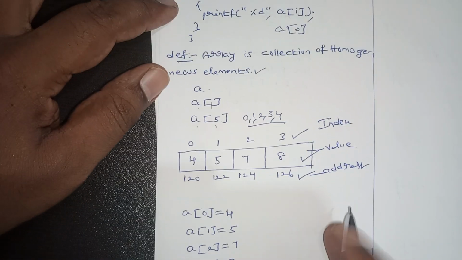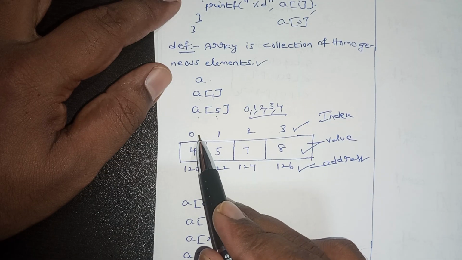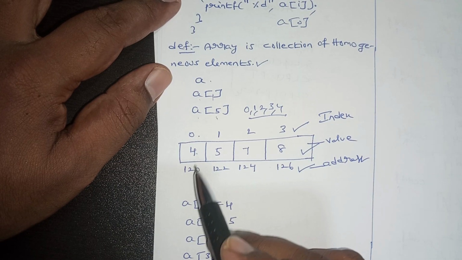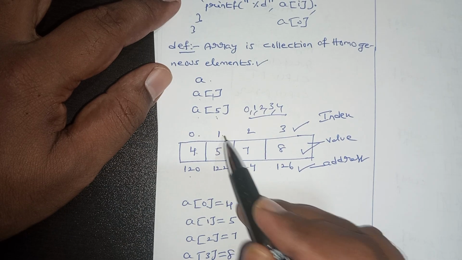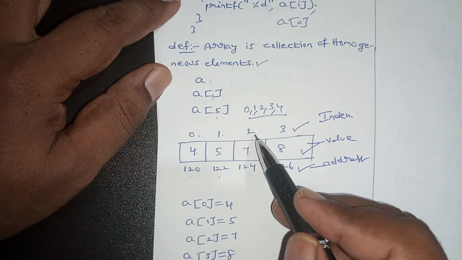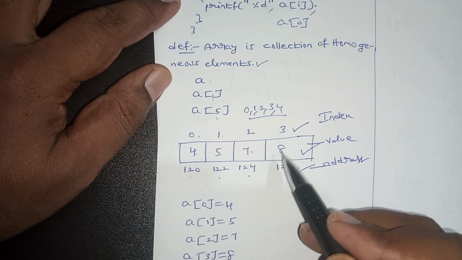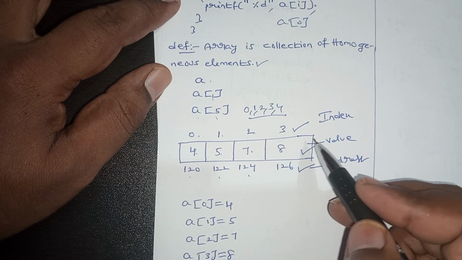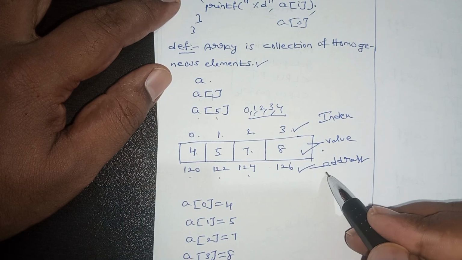Now see what the index is. How to read it: at index 0, I have the value 4 at address 120. At index 1, I have the value 5 at address 122. At index 2, I have the value 7 at address 124. This is how to read it. So in an array I have three things: index, value, and address.